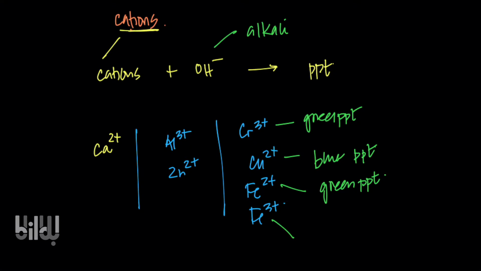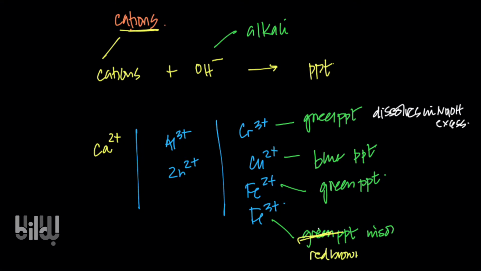There's one way to tell it: with NaOH, this guy dissolves in excess. So some dissolve in excess NaOH and some don't. Sorry, iron 3 is not a green PPT, iron 3 is a red-brown PPT, insoluble, and iron 2 is a green PPT, insoluble in excess.